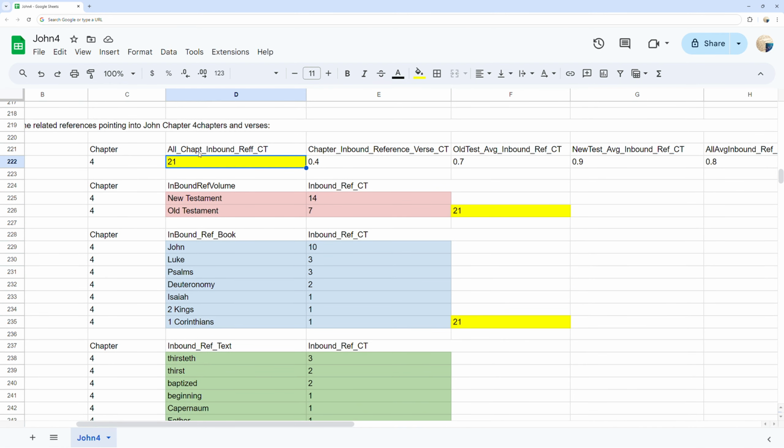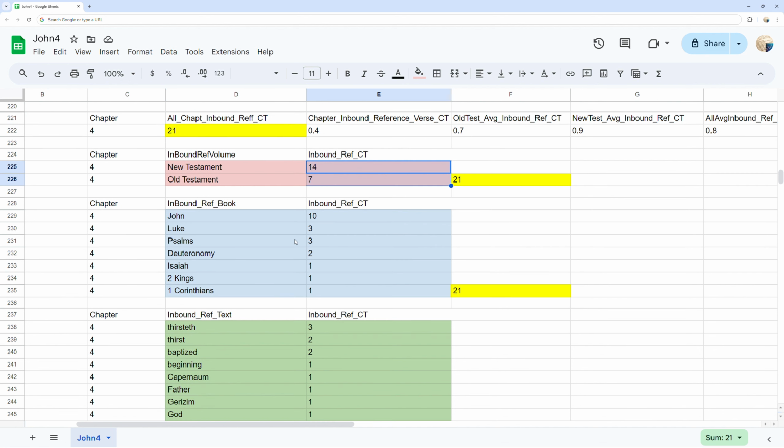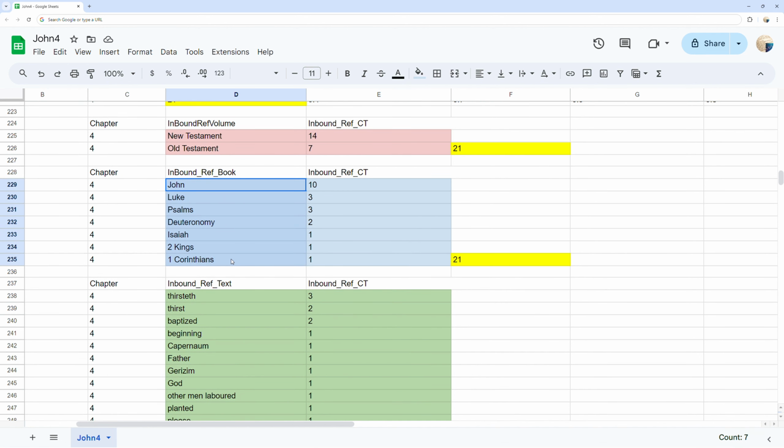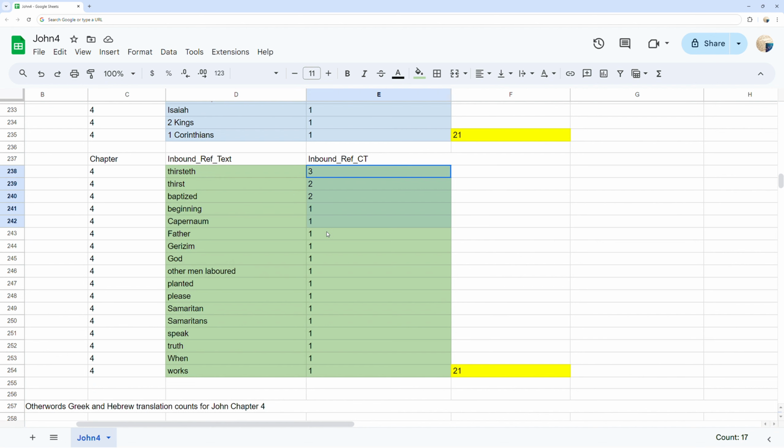In red, you can see the inbound references by origin source of either Old Testament or New Testament ordered by counts. In blue, you can see the 7 inbound references into John chapter 4 verse references by origin Bible books John through 1 Corinthians ordered by counts. In green, you can see the 17 words that incur the related inbound reference counts into John chapter 4 from other Bible verses ordered by the count used.